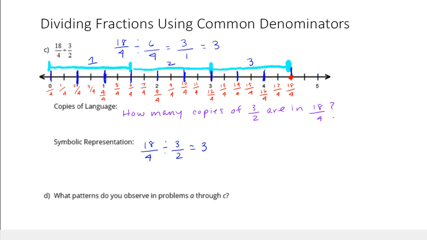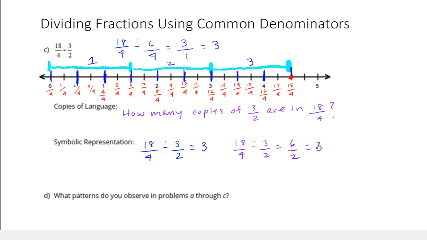And let's just take note that if we divide the numerators and the denominators in the original form, 18 divided by 3 is 6, and 4 divided by 2 is 2. And 6/2 reduces to 3 over 1, or 6 divided by 2 equals 3. So that's consistent with what we've seen in all of these problems.